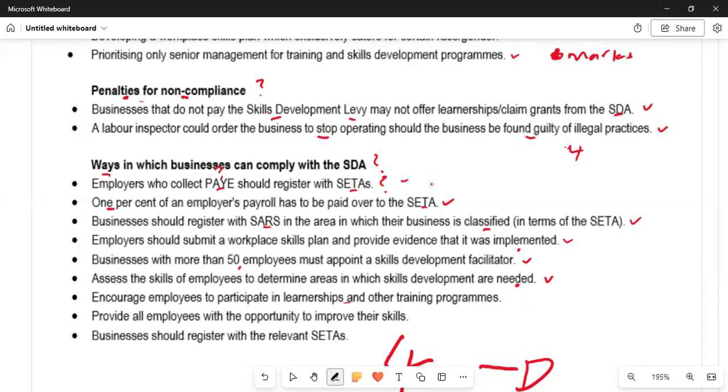Encourage employees to participate in learnerships and other training programs. So you as an organization, make sure that you encourage the employees to participate in the learnership so that they find themselves competent enough to deliver at the workplace.